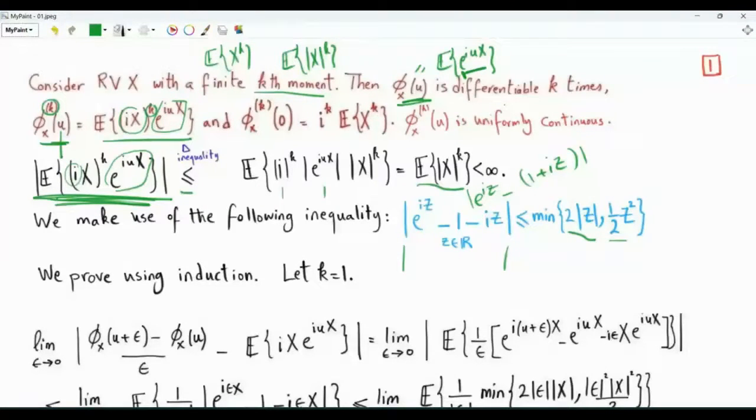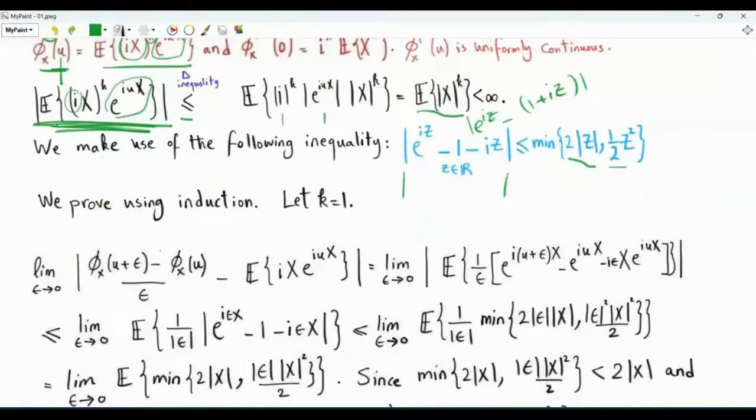Now back to our main theorem. We want to show that if the kth moment is finite, we can differentiate the characteristic function k times. So we do a proof by induction. Our initial focus will be the case in which k is equal to 1. So the statement is that if the random variable x has a finite first moment, then we can differentiate the characteristic function once. The plan is to study the magnitude of this difference.